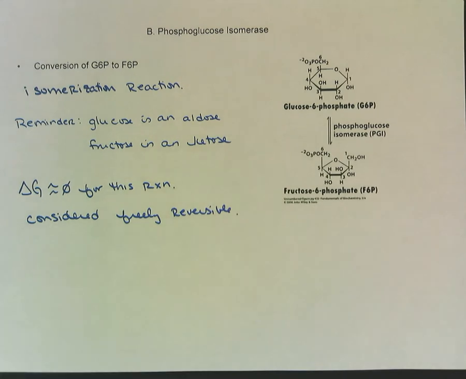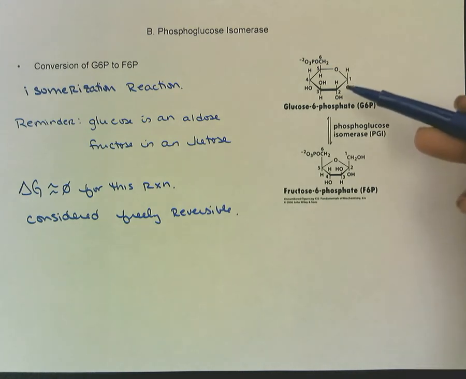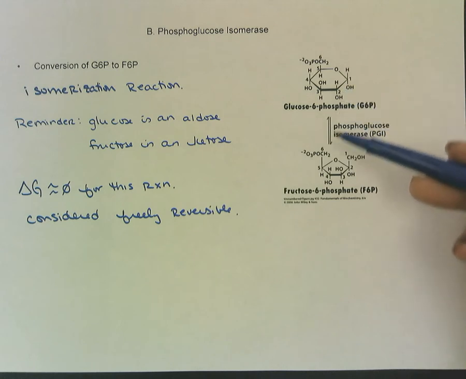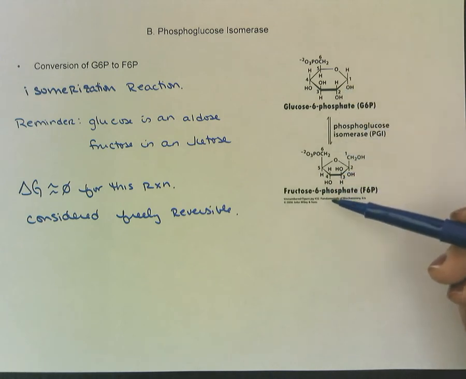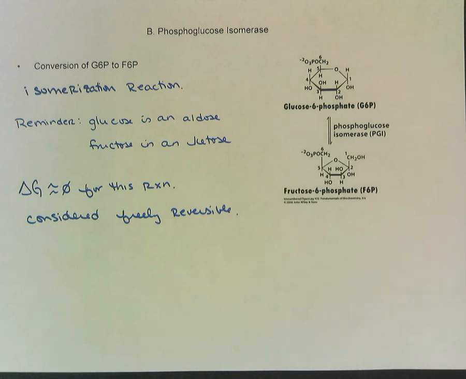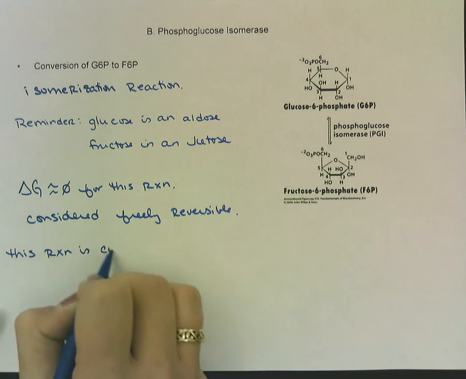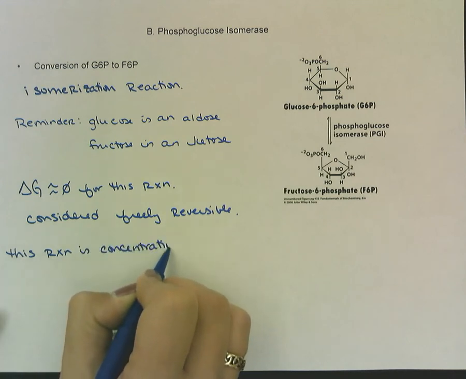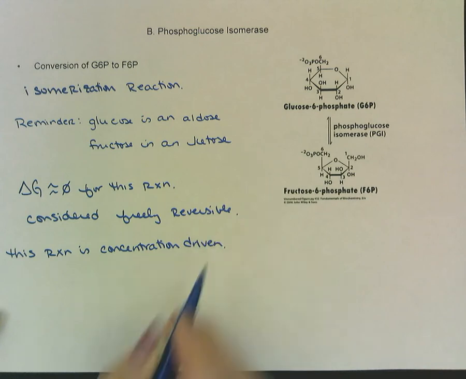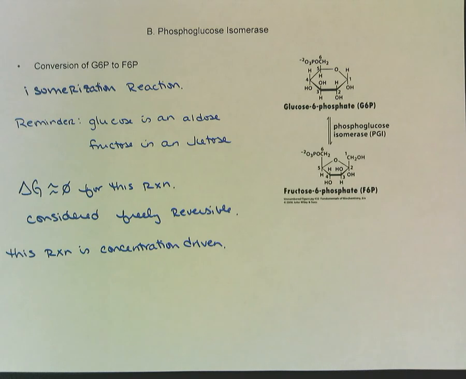So this reaction is considered freely reversible. Le Chatelier is going to play a bigger part in this than thermodynamics. So when we get a buildup of glucose 6-phosphate, it'll make more of the fructose 6-phosphate. It'll force it in that direction. So this reaction is going to be concentration driven rather than thermodynamically driven. Kinetics, really.